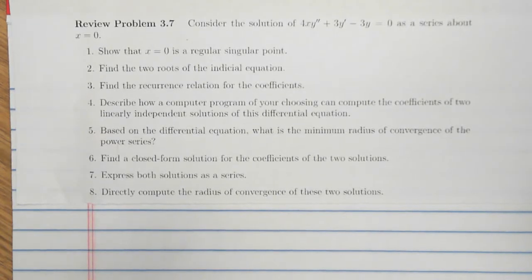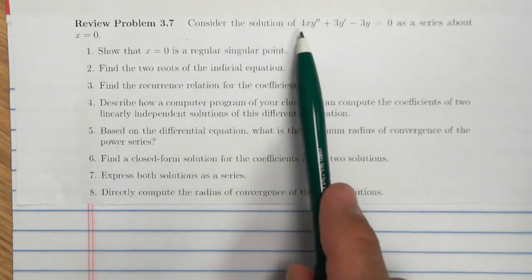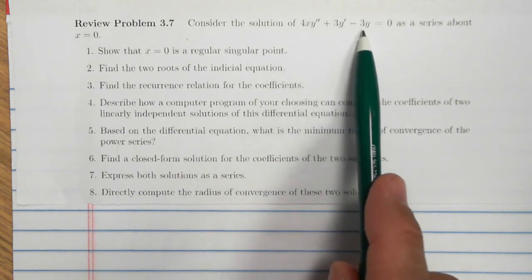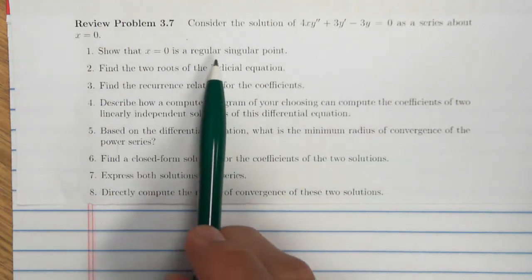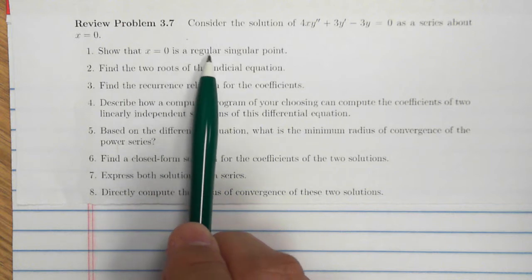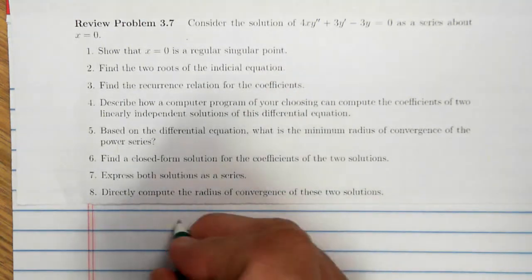Let's take a look at this differential equation: 4xy double prime plus 3y prime minus 3y equals 0. First, we're going to show that x equals 0 is a regular singular point.